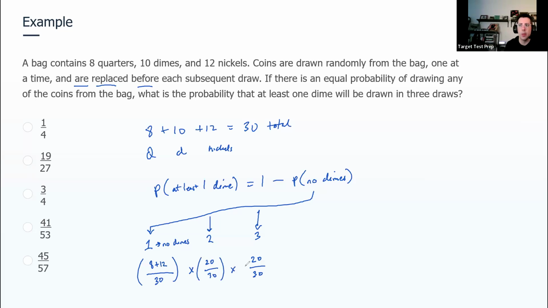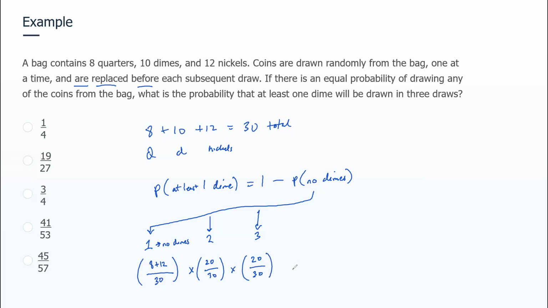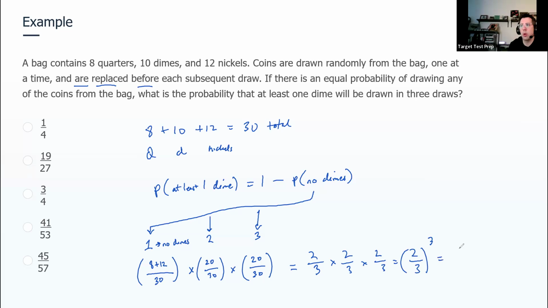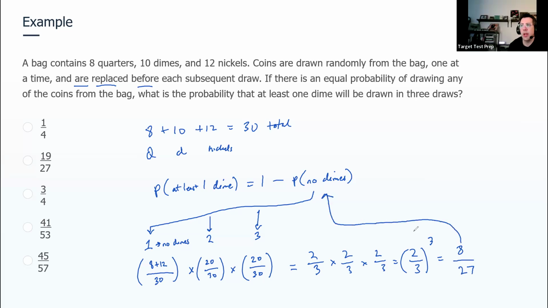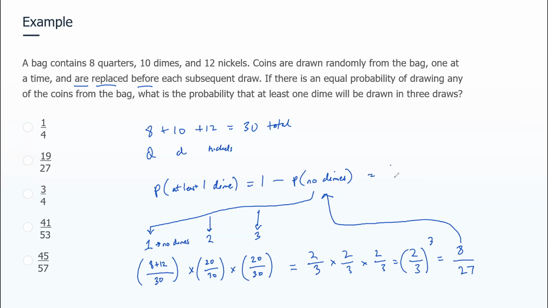Okay. And then, what's the last step? So I multiplied all that. Yep. And to make it easier, I just made it 2/3 times 2/3 times 2/3, so that's 2 to the third power, which is 8 over 27. So that's the probability of no dimes, 8 out of 27. So now what? Then it's just 1 minus 8 over 27, so 27 over 27 minus 8 over 27, which is 19 over 27.